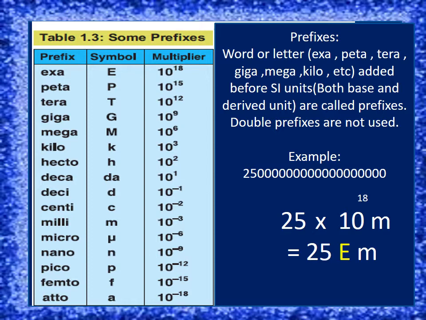In place of 10 raised to the power 18, in the prefix chart on the very top you can observe exa, whose symbol is capital E, equal to 10 raised to the power 18. So we will replace 10 raised to the power 18 with capital E: 25 E M. Here this one is the physical quantity.